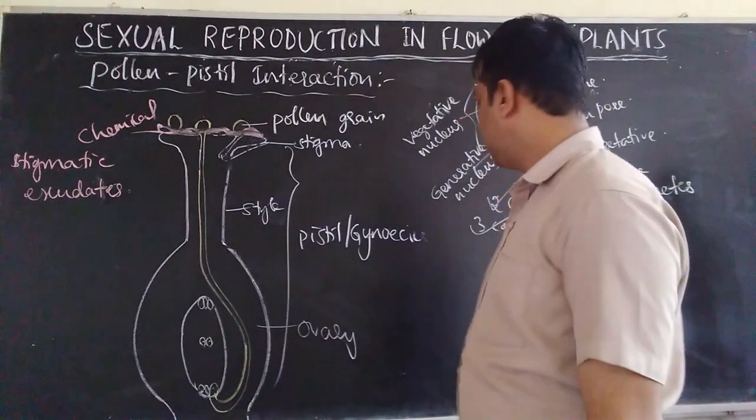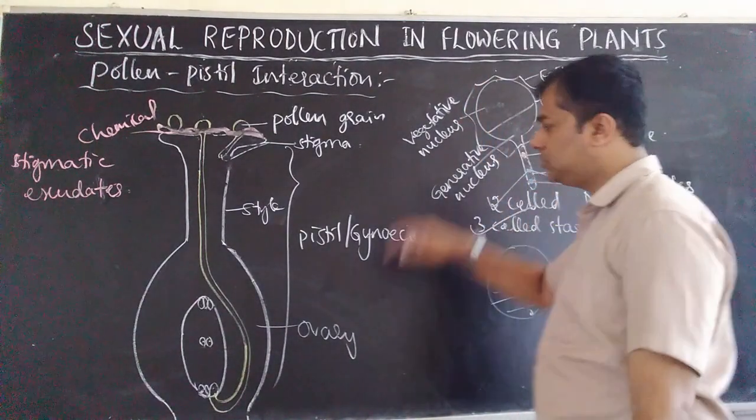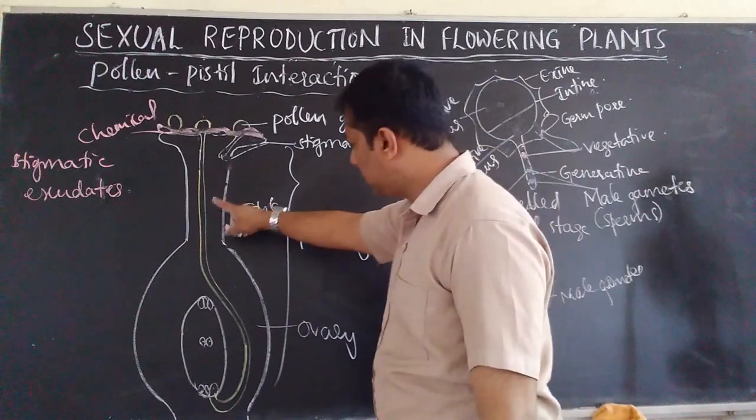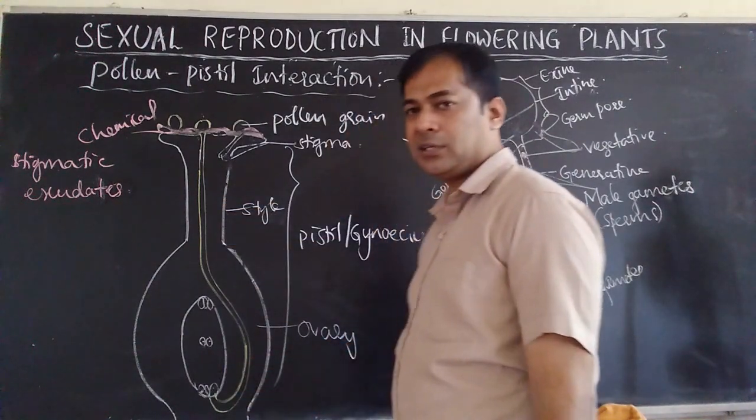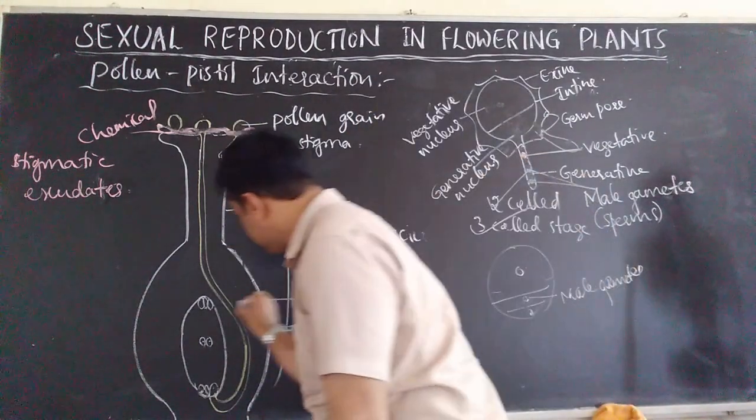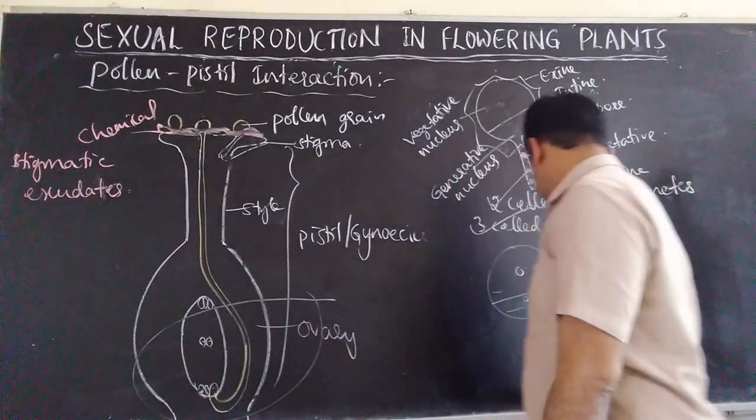Now what happens to these male gametes? We have to see. Now the pollen grain containing these two will come here. Then what happens? Only this part I will highlight and show you now.